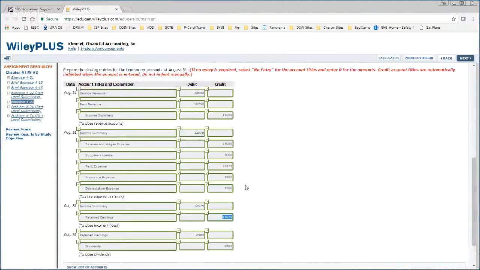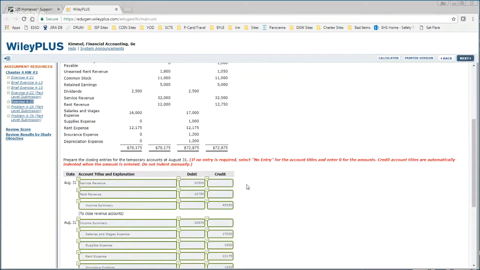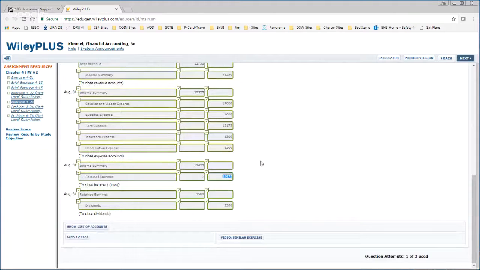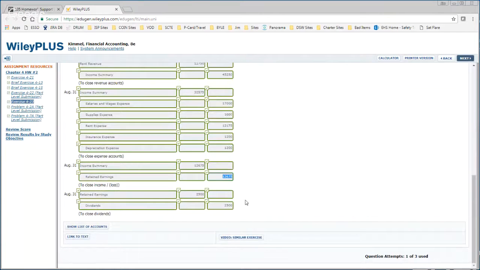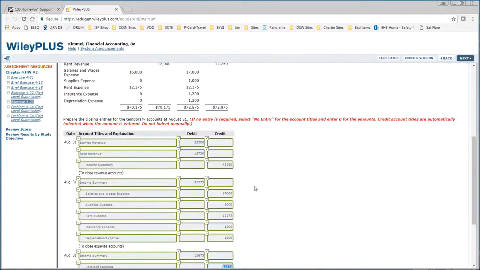And the last thing was dividends. So dividends were $2,500. Retained earnings were $5,000. And so the $2,500 for dividends would come out of retained earnings. So retained earnings would be $2,500, and dividends would be $2,500. So that's how you close those temporary accounts.